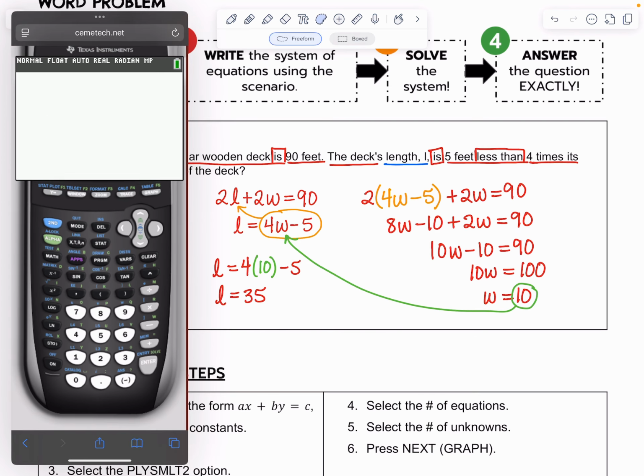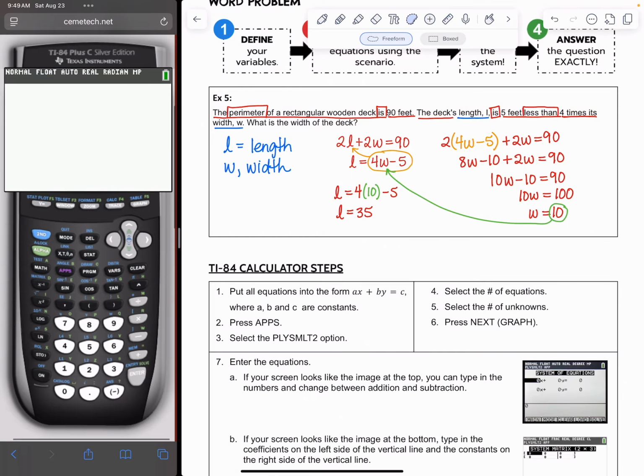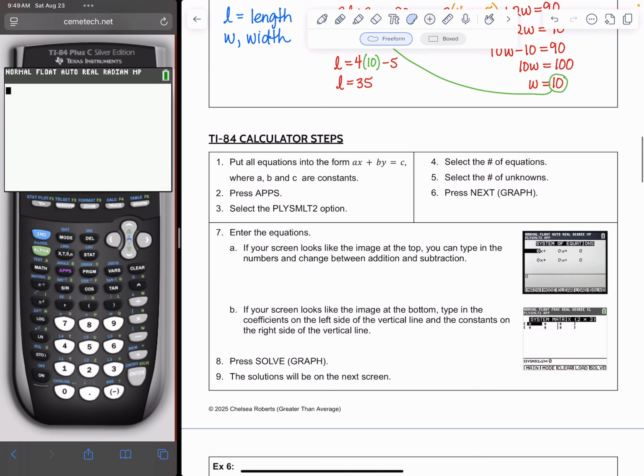All right. Now let's look at our calculator steps, okay? Because you can use the calculator to do all of this for you. All you have to do is set it up. So the first thing you want to do is put all of your equations into the form ax plus by is equal to c, where a, b, and c are going to be numbers. A and b are going to be your coefficients. C are going to be your constants. That's if you have two variables.